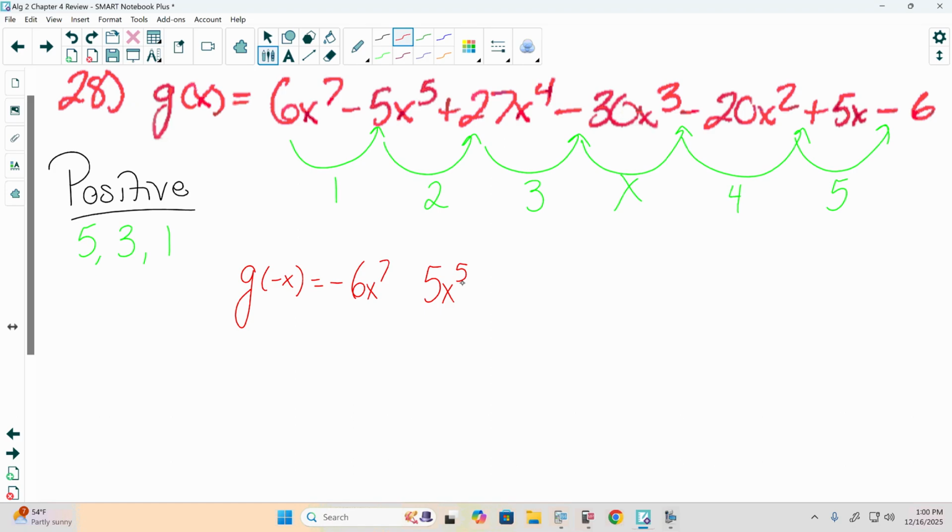Now our next term in this case is 5x to the 5th. If we multiply a negative x by itself 5 times, it would still be negative, and that negative with the negative 5 would turn it from negative to positive.